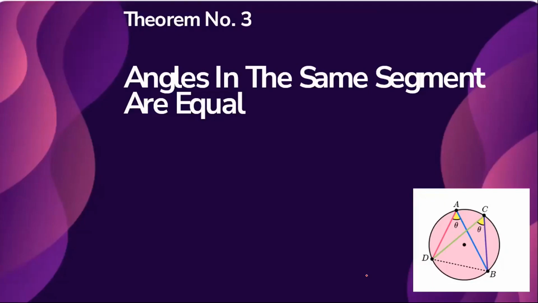Angles in the same segment are equal. To understand this theorem, we should understand what a segment in a circle is, what angles we are making within the same segment, and how these angles are equal. So three things are important for this. To understand, let's make a circle first of all.